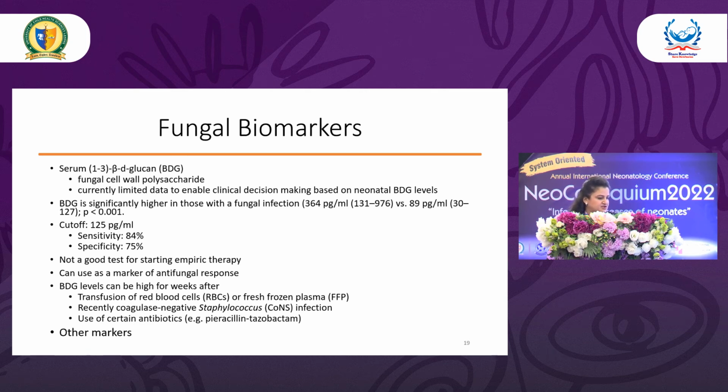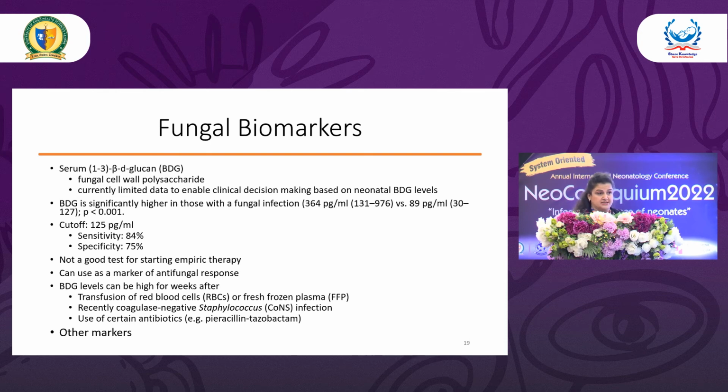The normal cutoff for BDG is 85 for adults. But the cutoff for newborns is different because newborns, due to various reasons, have naturally higher levels of BDG, even in the absence of fungal infection. So the cutoff here, which gives you 85% sensitivity and 75% specificity, is 125 picograms per ml.